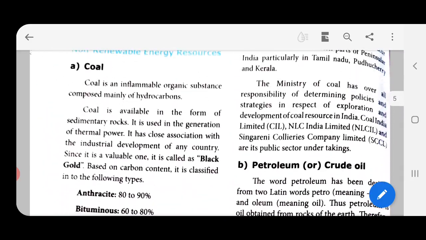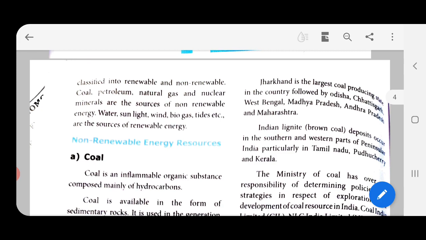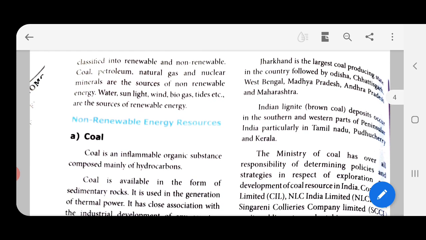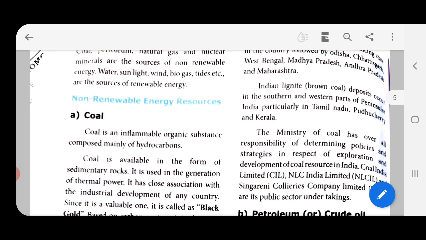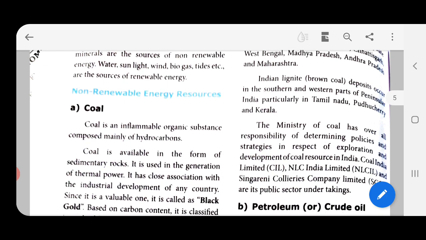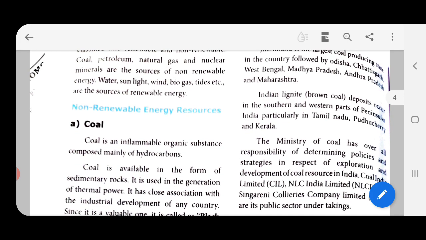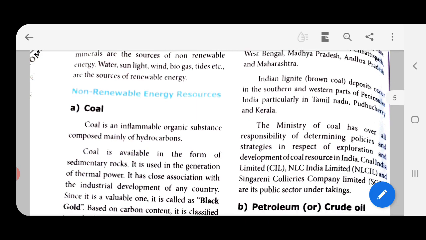And then we move on to Jharkhand, the largest coal producing state in the country, followed by Odisha, Chhattisgarh, West Bengal, Madhya Pradesh, Andhra Pradesh and Maharashtra. Indian lignite, that is brown coal deposit, occurs in the southern and western parts of peninsular India, particularly in Tamil Nadu, Puducherry and Kerala. So, where do we get brown coal? We get it in the south part of India, which is Tamil Nadu, Puducherry and Kerala.